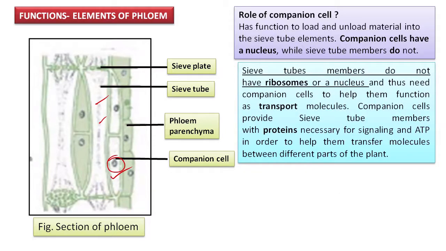So how does the companion cell help the sieve tube? Sieve tube members do not have ribosomes or a nucleus, and thus need companion cells to help them function as transport molecules. Companion cells provide sieve tube members with protein necessary for signaling and ATP in order to help them transfer molecules between different parts of the plant.